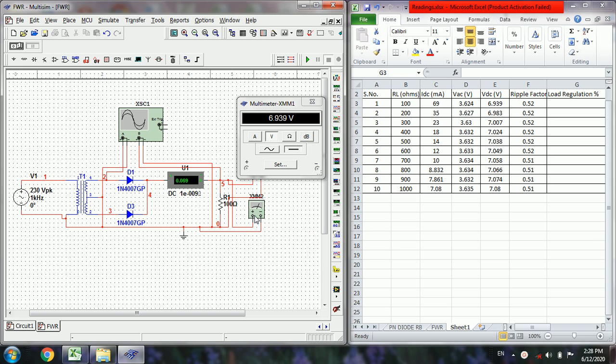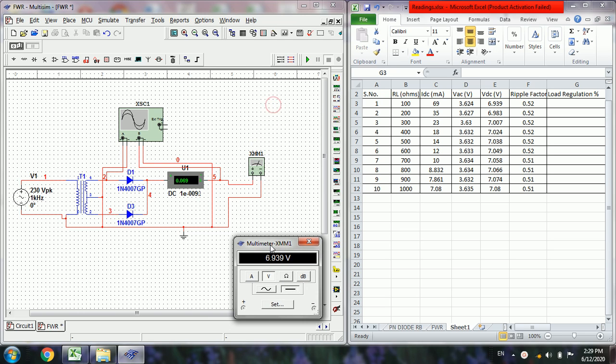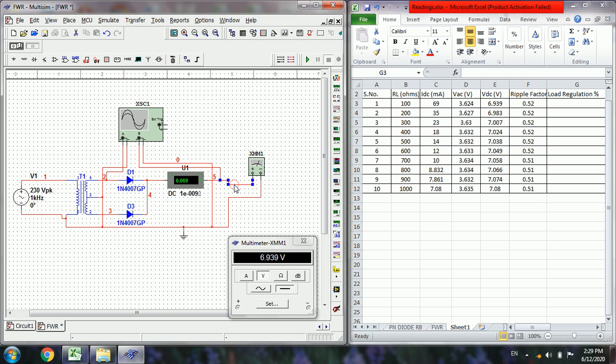Remove the another multimeter here in this earlier circuit. And then remove the load resistor. So here we removed the resistor. Just we are measuring the voltage across the open circuit.